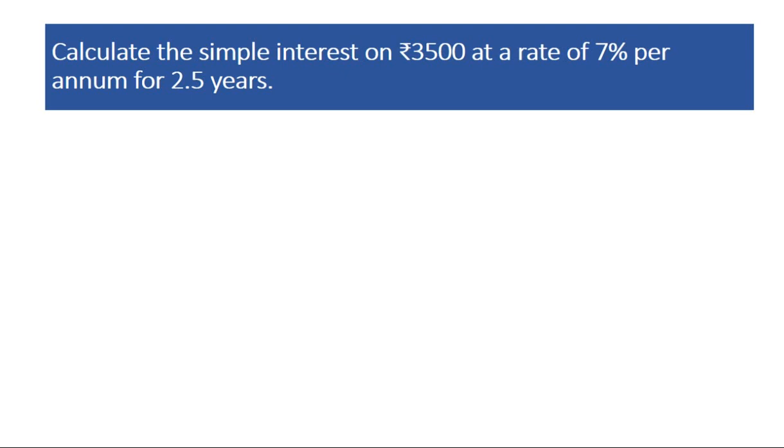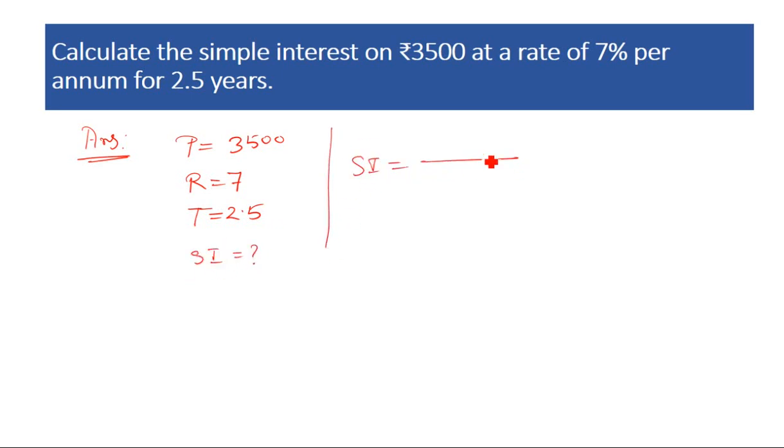Calculate the simple interest on 3500 at a rate of 7% per annum for 2.5 years. P is equal to 3500, R is equal to 7, T is equal to 2.5. SI is equal to 3500 into 7 into 2.5 by 100. Correct answer is 612.5.